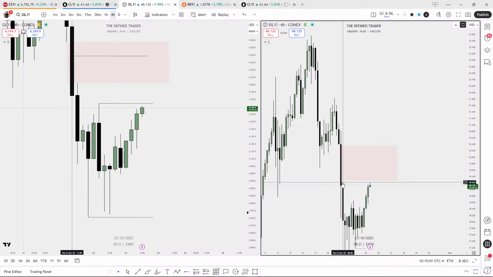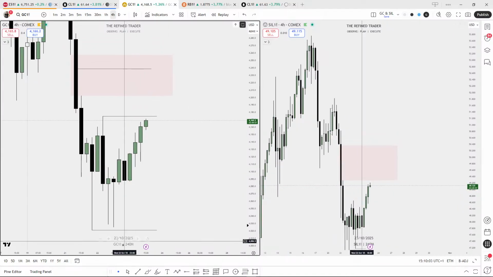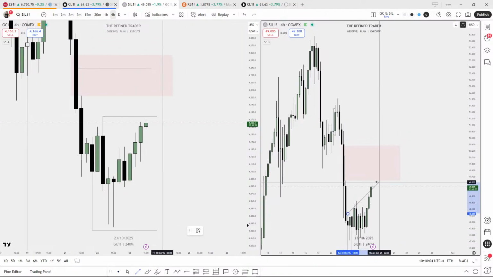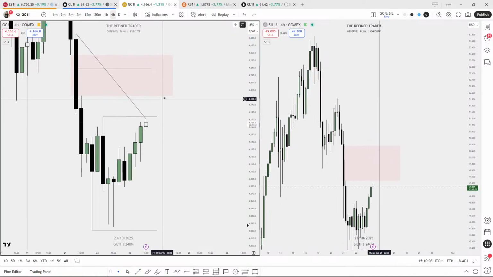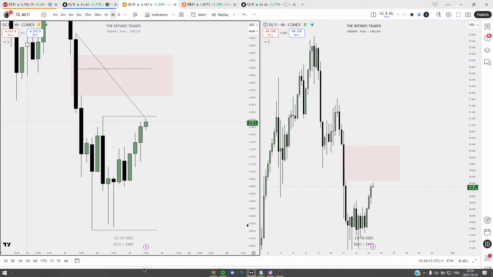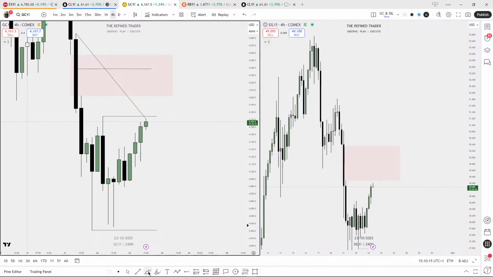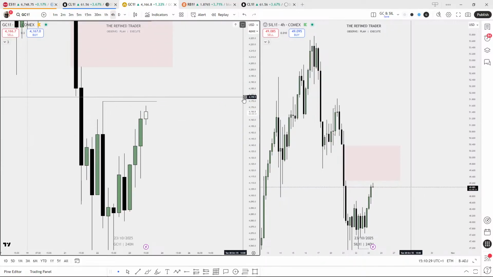So ideally we want to see this SMT getting broken, this high getting swept, and then we'll have this SMT, which is also an SMT fail. So we got that SMT that supports the SMT fail, plus GC is already trading into a level that might cause price to reverse. So double confluence right there for reversals. But again, we'll never know what's gonna happen. We're just trying to get the best confluences for our trade idea. So yeah, that's what I'm looking into.